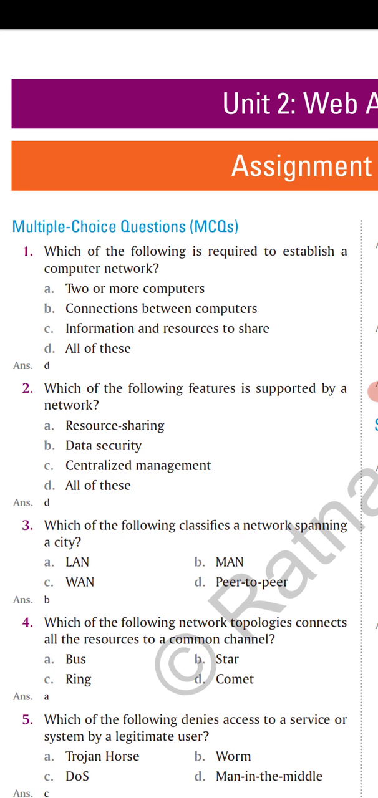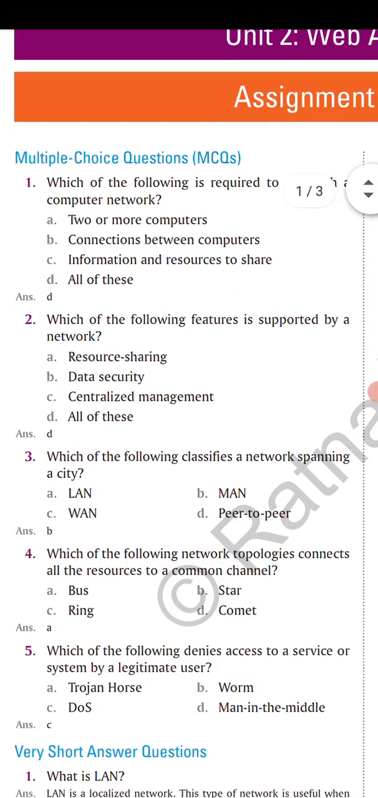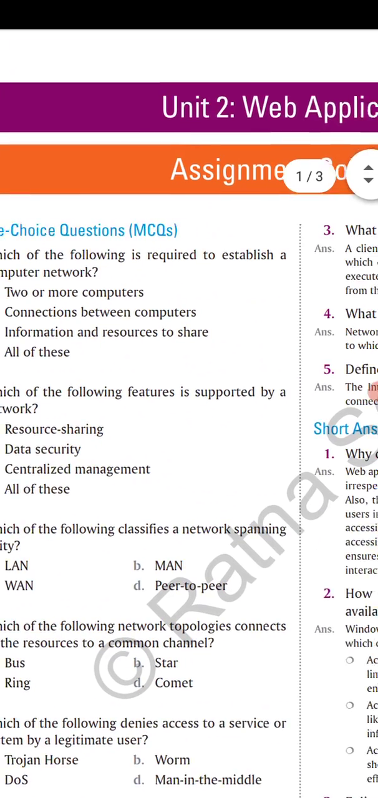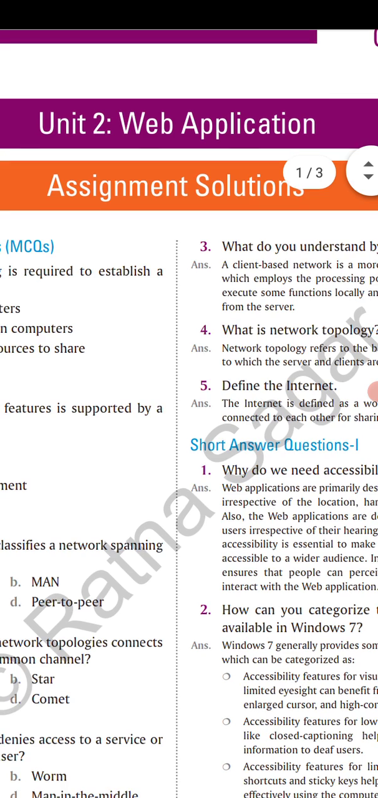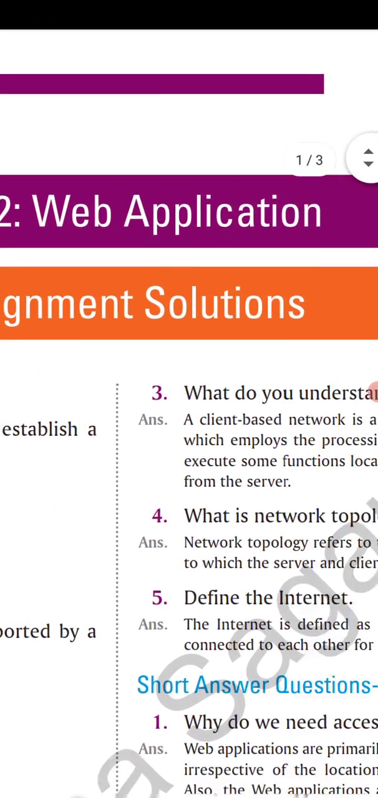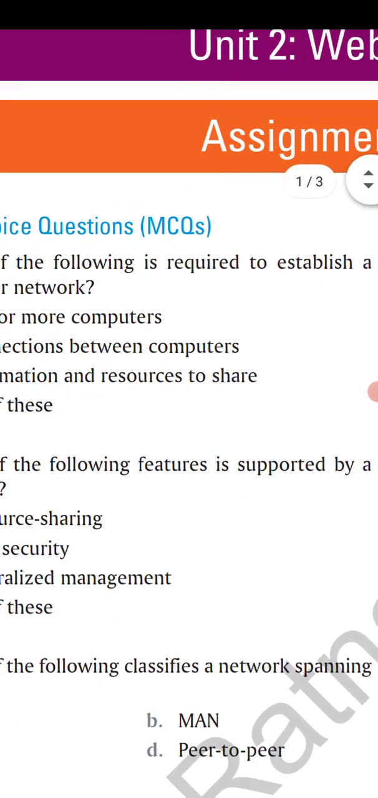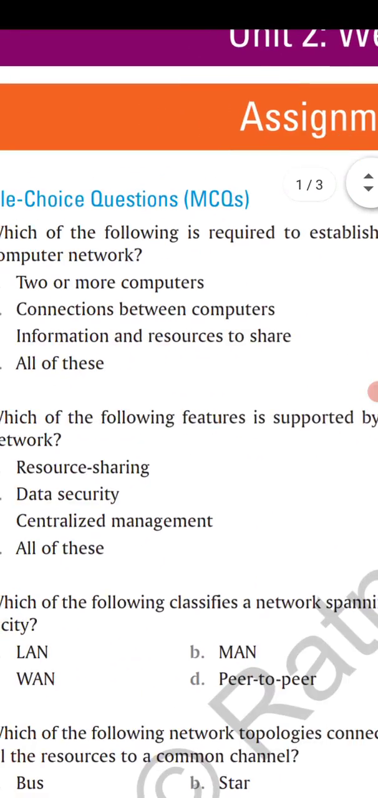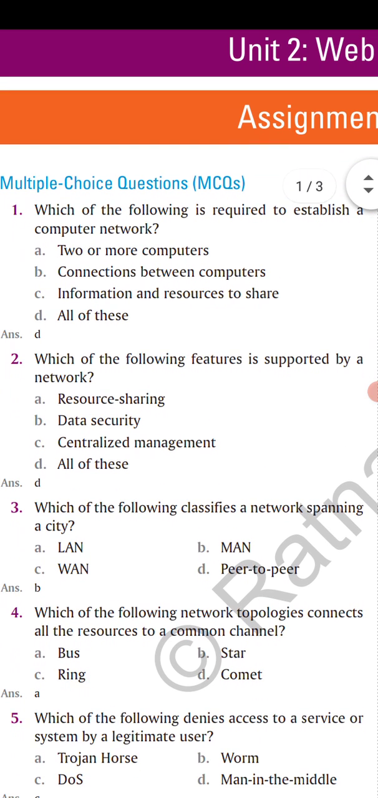These are the MCQ-type questions you will find in exams, and there are 5 questions in this chapter. This is Unit 2. This chapter is Web Applications. Now dear students, we are going to see the questions. Multiple choice questions. The first question is: which of the following is required to establish a computer network?